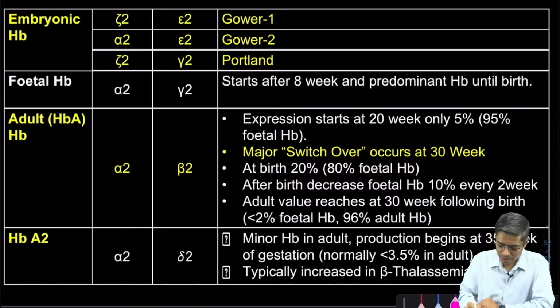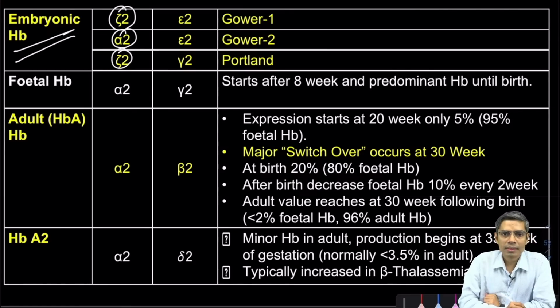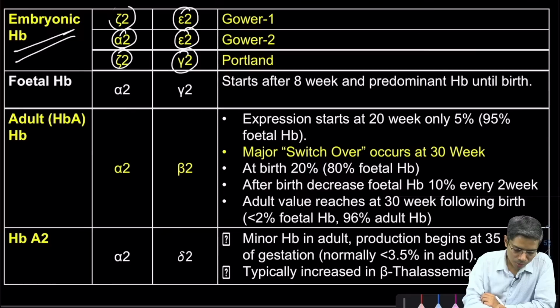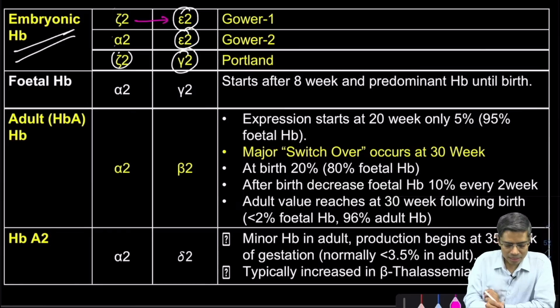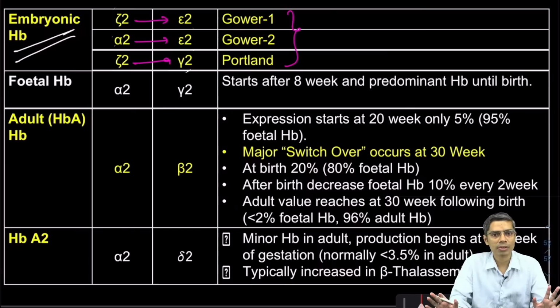Look at the embryonic stage: zeta and alpha are the alpha group of chains, and epsilon and gamma are the beta group of chains. Embryonic hemoglobin: if zeta 2 combines with epsilon 2, that is known as Gower 1 hemoglobin. If alpha 2 is combined with epsilon 2, that is Gower 2, and if zeta 2 is combining with gamma 2, that is known as Portland hemoglobin. All of them are embryonic hemoglobin.